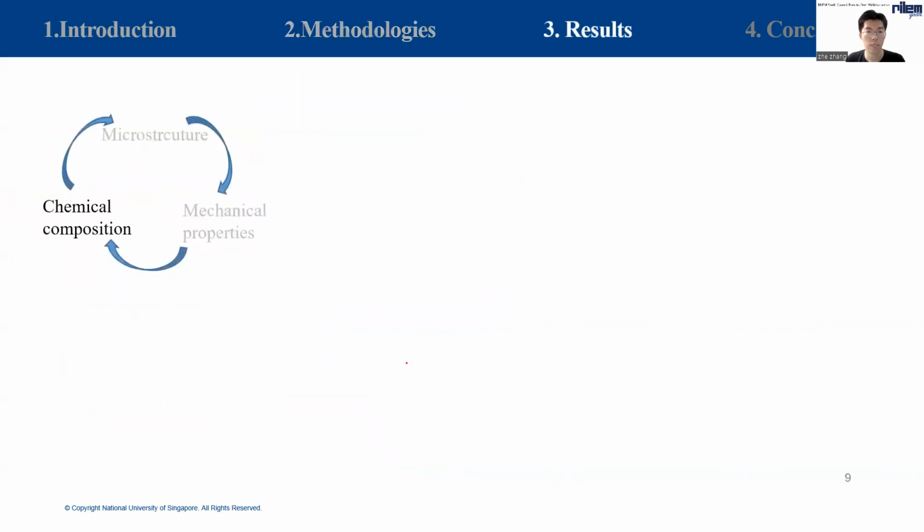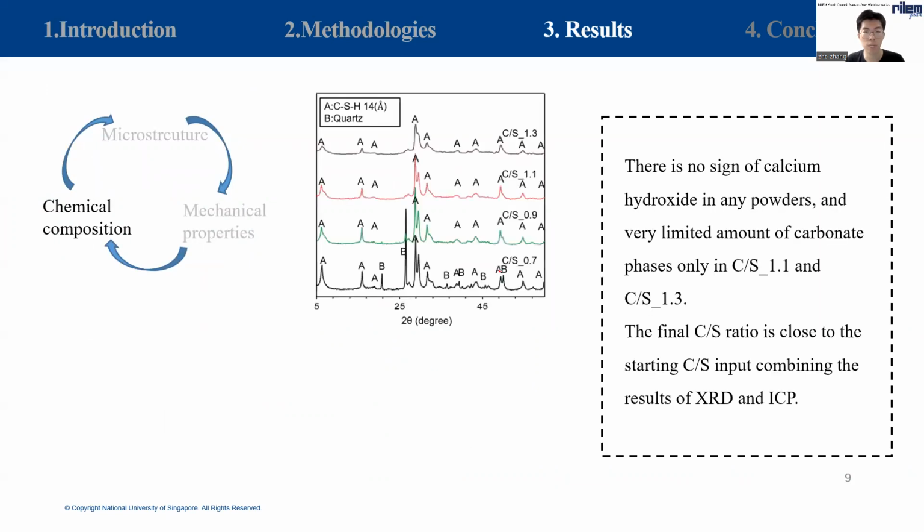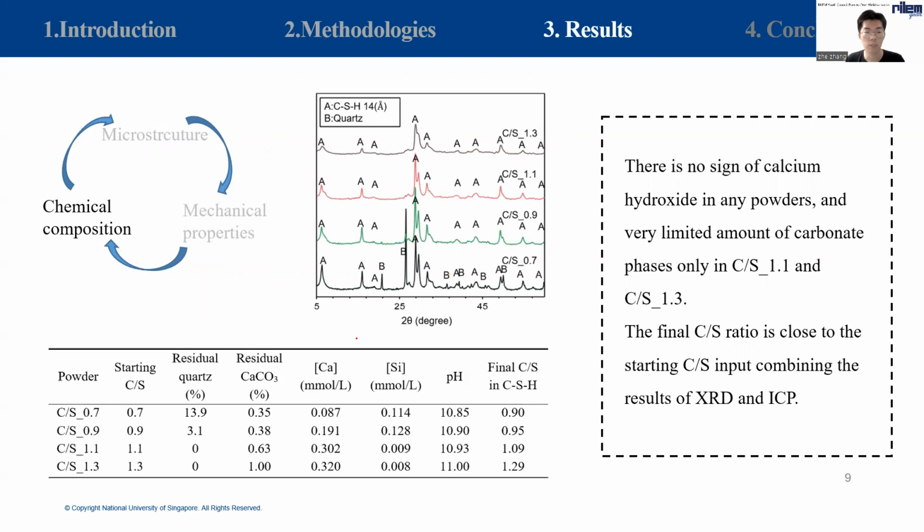When we synthesize the CSH powders with calcium silicate ratio from 0.7 to 1.3, the XRD and ICP results show that there is no sign of calcium hydroxide in any powders, and a very limited amount of carbonate phases, only in samples with calcium silicate ratio 1.1 and 1.3. The final calcium silicate ratio is close to the starting input, combining the results of XRD and ICP.